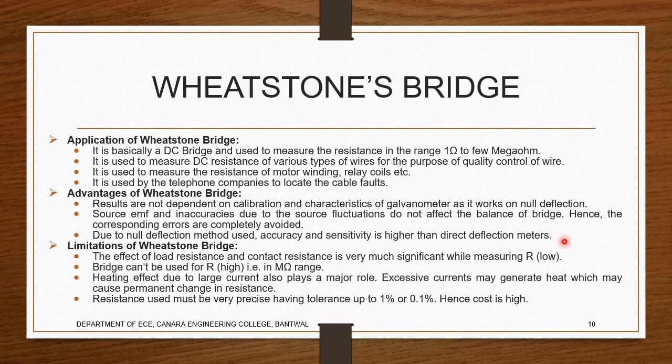The heating effect is usually due to large current, because a large current might generate very high heat and cause a permanent change in the resistance. You know that resistance is affected by temperature. When mobile phones and laptops are used heavily, heating effects start, due to the resistance effect. So the large current might affect this and the resistance value might change. Here the resistance should be very precise, with tolerance from 1% to 0.1%, not more than that. But for such resistance, the manufacturing cost is very high, so you need to think more on that.